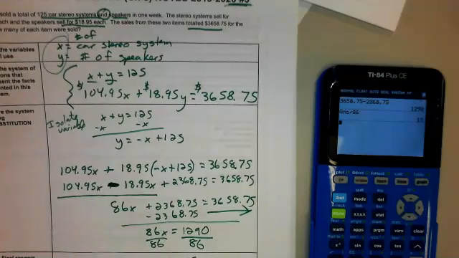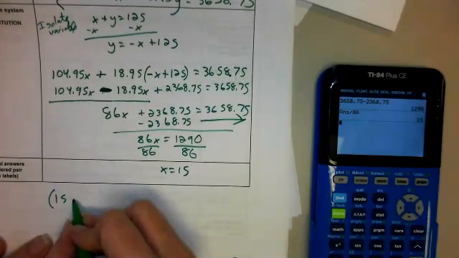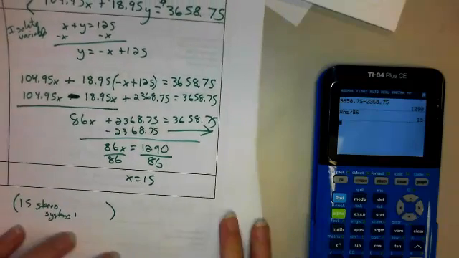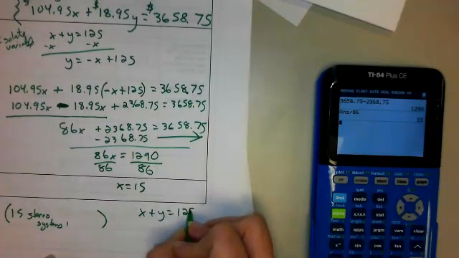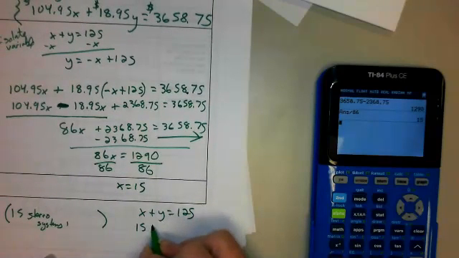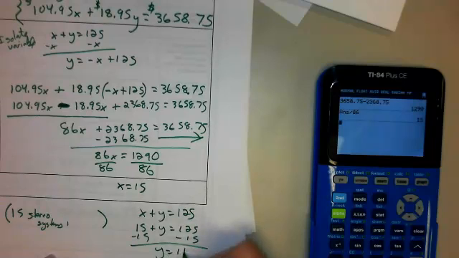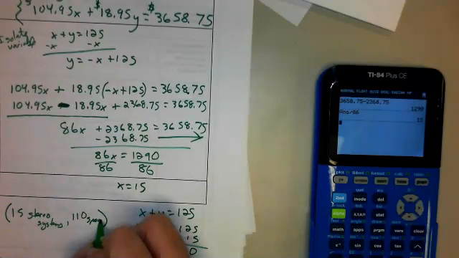So we know that one of my answers is going to be 15, or I'm sorry, the x value is stereo systems. Okay, now we need to find my y value. I'm going to plug that in. x plus y equals 125 is way easier. That's 15 plus y equals 125. And we get y equals 110. So we have 110 speakers.